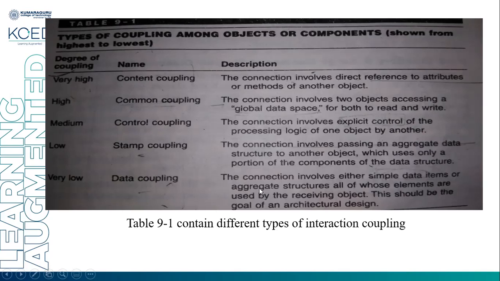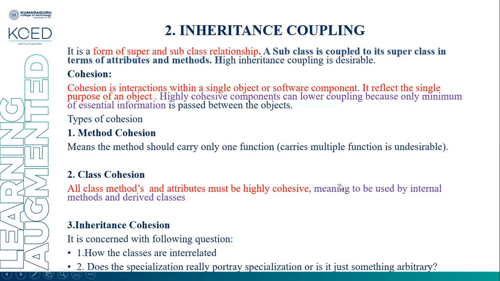Next is data coupling. The connection involves simple data items or aggregate structures all of whose elements are used by the receiving object. One object just sends data and the receiving object receives the data. So data coupling is very low. This is generally the goal of the architectural design.